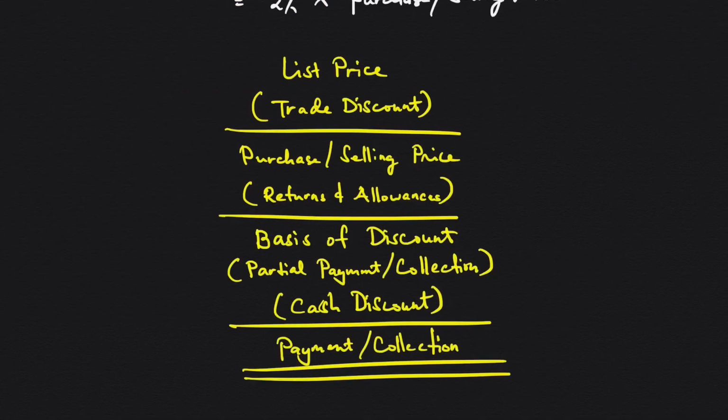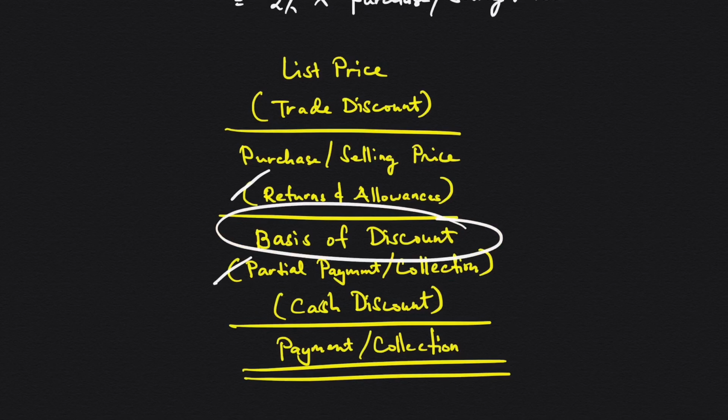What if you are given returns and allowances and partial payment or collection in the problem? What is now the basis of your discount? You will just have to remember that the basis of discount is the amount after the returns and allowances. Because what most students do is they deduct returns and allowances and partial payment or collection in the computation of the basis, and that's wrong. So the basis is the amount after the returns and allowances only.